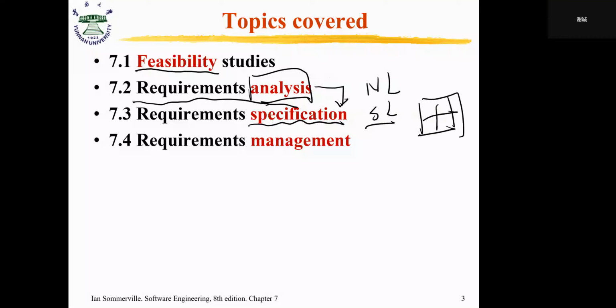After it, you go to requirement management. This means that normally the requirements may be changed or updated. If the requirements change and are updated, you need to do it again from the feasibility study, the analysis, and the specification again. It's like iterative. There are 4 topics in this chapter.